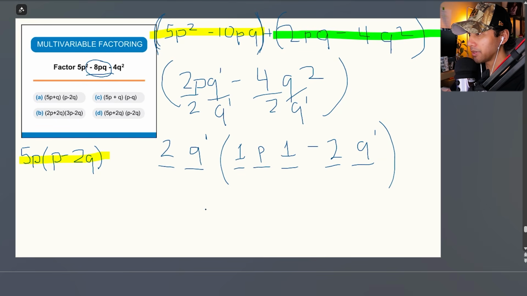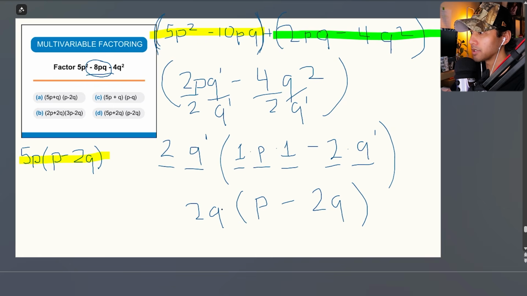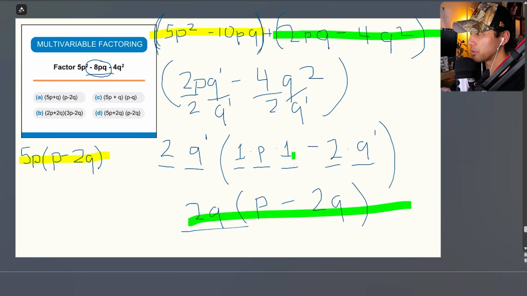So at the end of everything, we have 2q in parentheses. What is 1 times p times 1? That is just p. And then what is 2 times q1? It's just 2q. Okay? Perfect. We've taken out the greatest common factor, which is 2q. And I'm going to highlight this one in green, because this is what we did over there. Okay, and I'm going to rewrite everything right here.